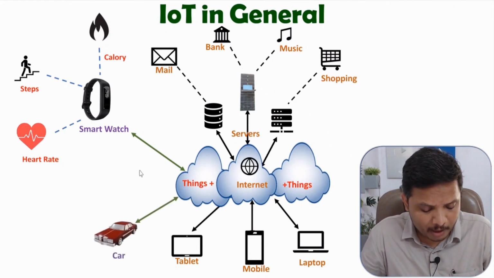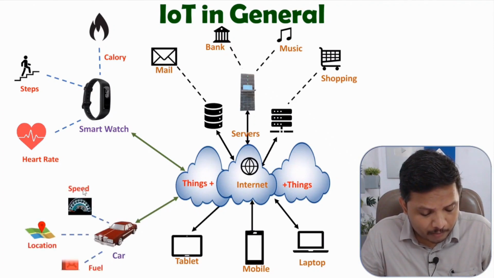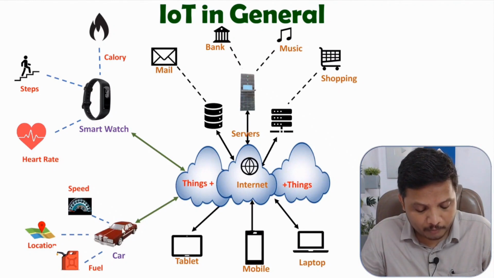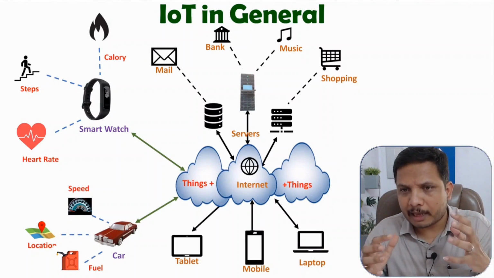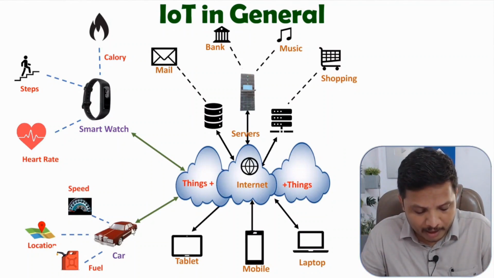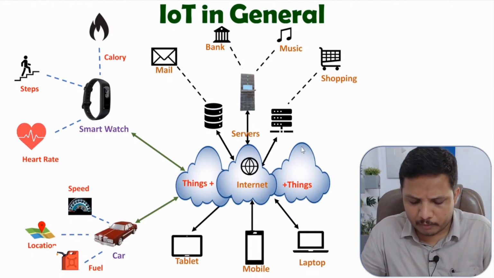Now I'll take another example of a car. If you add some sensors to the car, you can monitor the car's speed. You can also monitor the car's location. You can monitor how much fuel is left in the car. So without going inside the car, you can obtain all that data using IoT. Here, these sensors will measure all the data and upload it to the internet, allowing the user to access that data from anywhere. Let me give you a few more examples.